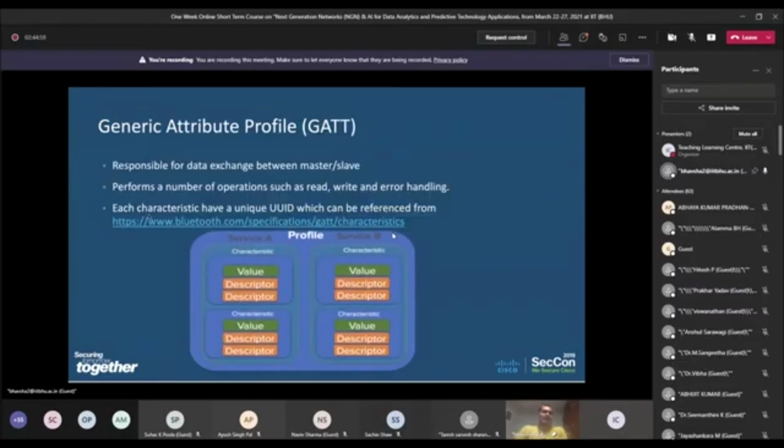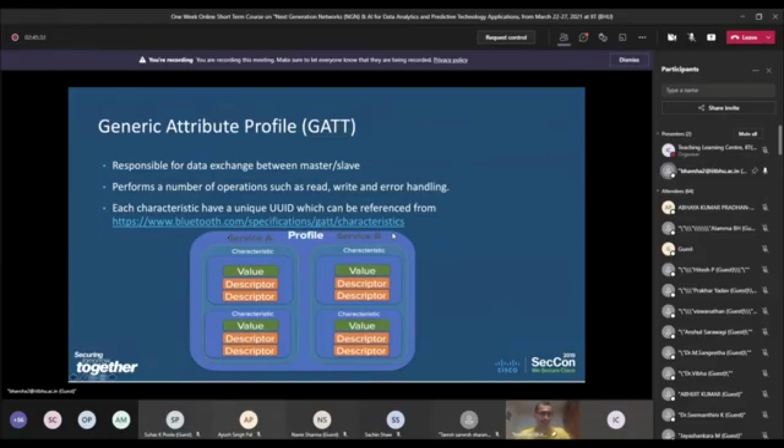Okay, now as we discuss the attributes, right? What was the generic attribute profile? Basically, it is the main data source for a BLE device. If you want to exploit the device or evaluate the security parameters of that BLE device, one of the things you would be focusing on is the generic attribute profile. Why? Because it stores all your information, what data the device is going to give to you.